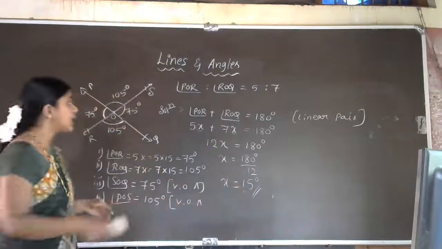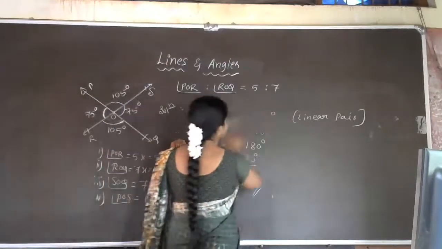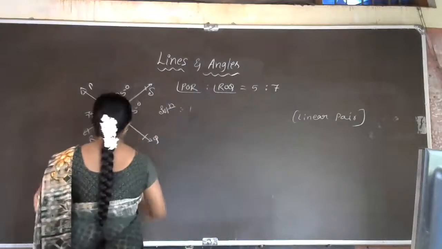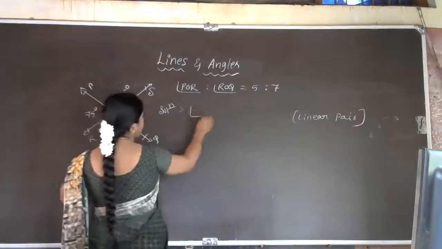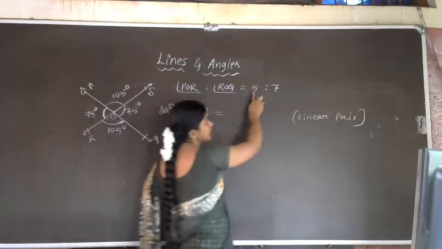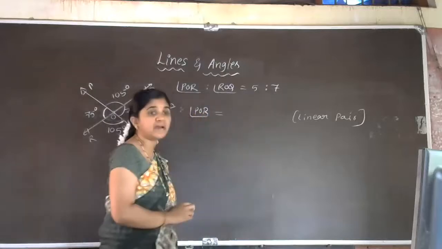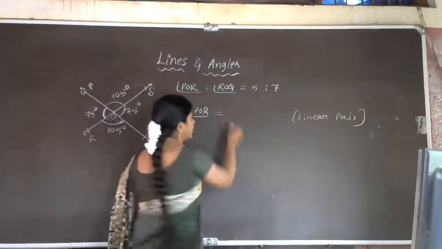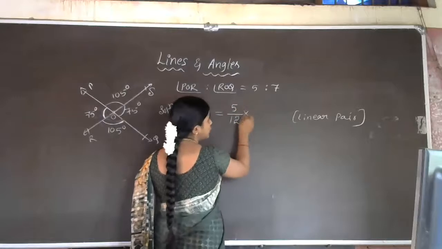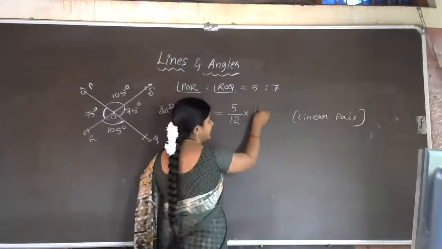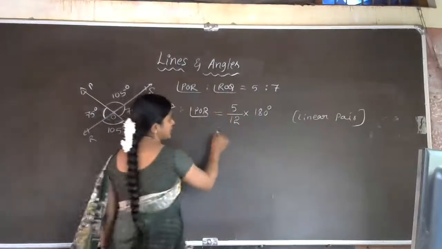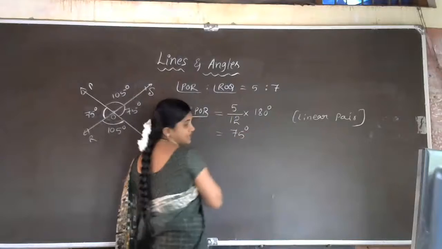In the textbook, how they worked actually, they have used one trick. The textbook trick is, they took the POR angle first, which is equal to the total ratio 5 is to 7, in the sense the total part is 5 plus 7, which is 12 parts. Among that, POR part is 5 into the total, 180 degree, the linear pair. Using this concept, after the simplification, they got 75 degree.